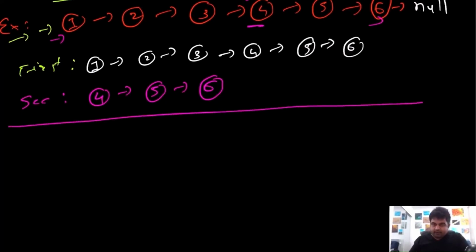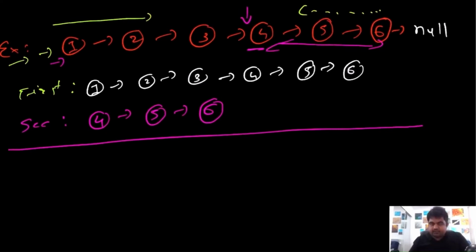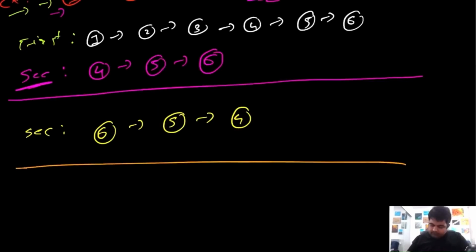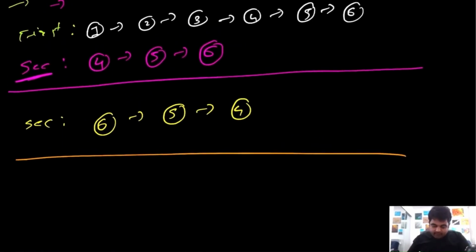What we need now is all these nodes in the reverse order. So for the second linked list we are going to flip it into reverse order. So the second linked list we will have would be like this. Okay, and once this part is done, for the third part we are going to merge the first and second linked list.